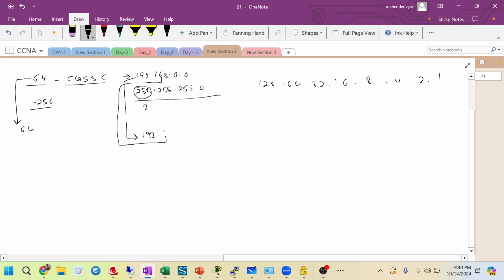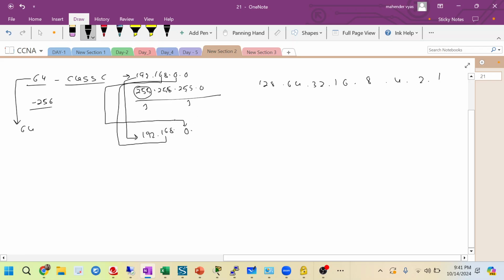Please correct me if you have any questions. Third octet, again, it is all ones. So again we are writing all ones. Fourth octet, as of now, it is all zeros.